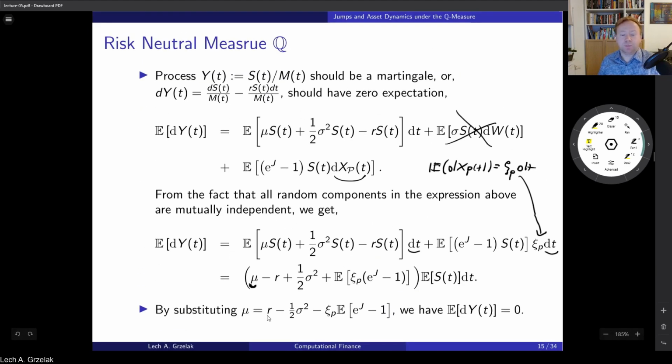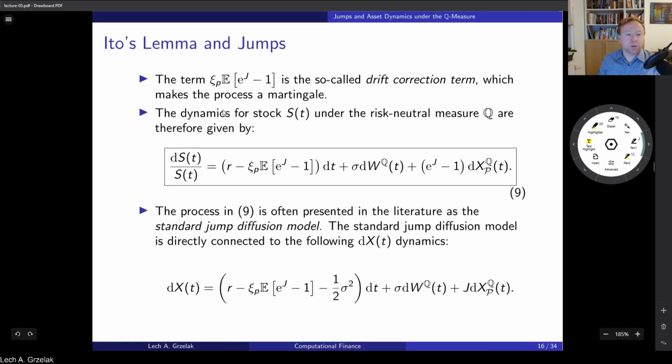You can see that before we had the interest rate. So without the jumps, we had r minus sigma squared over 2, and now we have an additional term, which is the correction term that we have to include in the drift to compensate for the Poisson process. This is related to what we have seen so far: the Poisson process itself is not a martingale, its expectation is xi p dt. So in order to make it a martingale, we had to compensate. This term corresponds to the compensating factor that we used in the process. So the term here is the so-called drift correction term, which makes the process a martingale.